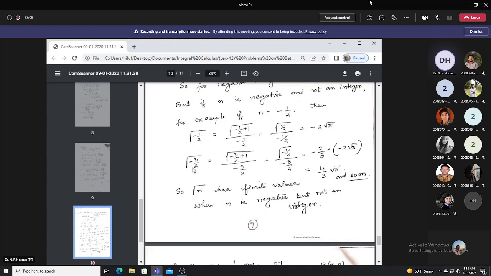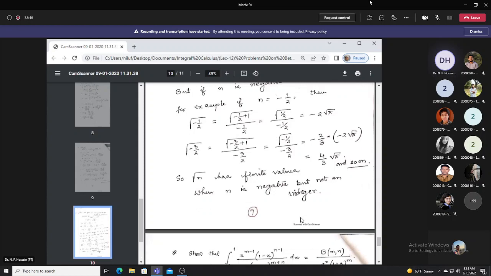Minus 2 into root over pi. Similarly, if you put n equal to minus 3 by 2, gamma minus 3 by 2 will be equal to gamma of minus 3 by 2 plus 1 divided by minus 3 by 2. And gamma of minus 3 by 2 plus 1 means gamma minus half, and the value of gamma minus half is minus 2 into root over pi. And this becomes minus 2 by 3, so ultimately it is plus 4 by 3 root over pi, and so on. So gamma n has finite values, not infinity, when n is negative but not an integer. It is a very important result.